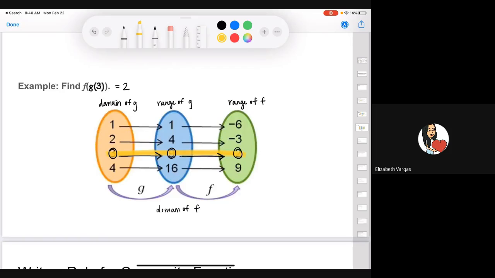Okay, but that's just when we're using mapping diagrams. And so we're going to see what we're actually going to end up with when we have to create a whole new equation.